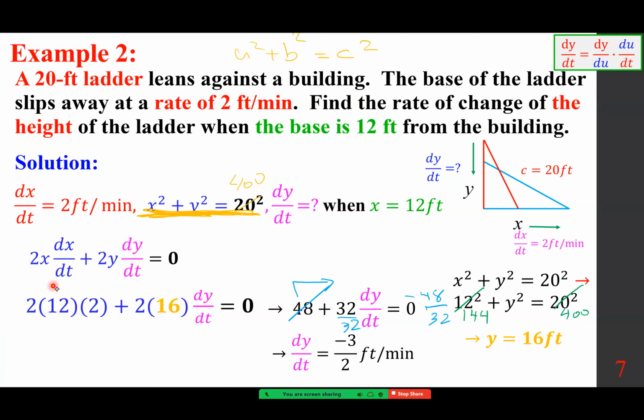So I want to quickly remind you, as this gets away from the building, x is increasing. The dx/dt is positive. As this comes down, y is decreasing. That's why dy/dt becomes negative, everybody. dy/dt is negative 3 halves feet per minute. The units work properly. The signs work properly. Okay, everybody.